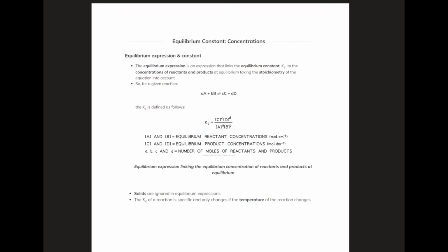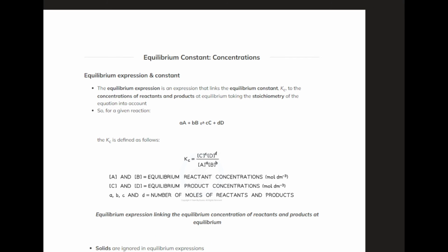Okay, so we finish up the theory part, which is the Le Chatelier principle. Now we start the calculation part. Okay, so this is the starting of the calculation part. So we have equilibrium constants for concentrations. Okay, concentration. So which is Kc. Kc stands for concentration, equilibrium constants. Okay, so what is Kc is a formula for calculation. Okay, so equilibrium expression and constant.